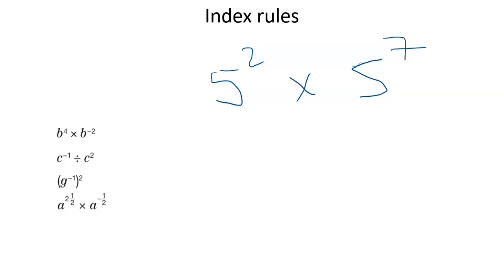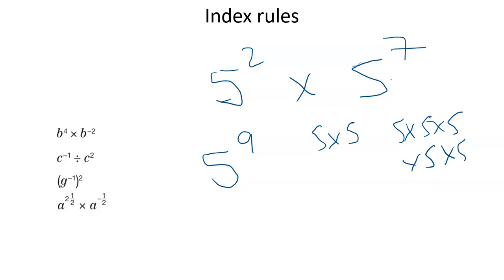But if we're simplifying, we can just say, if you times these two 5s together, it's the same as adding the powers. So this is going to be 5 to the power of 9. And this kind of makes sense because 5 squared is 5 times 5, and 5 to the 7 is 5 times 5 times 5 times 5 times 5 times 5 times 5. And if we're timesing them together, that's just 9 5s all timesed together.